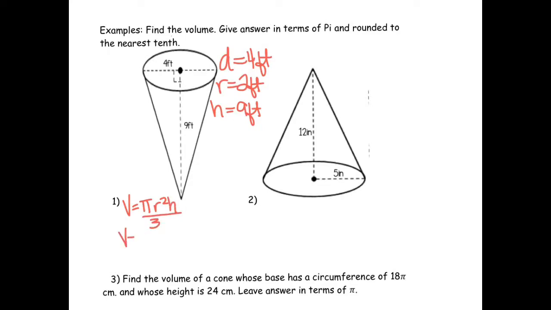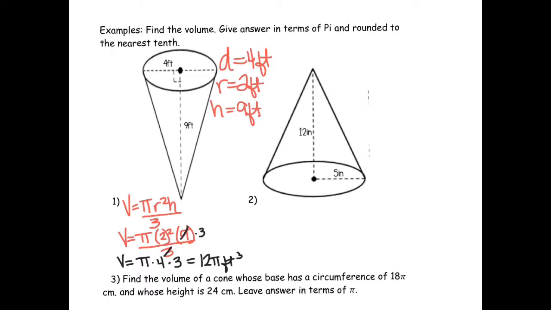I'm going to plug in my values. So the volume equals pi times my radius, 2, squared, times my height, 9, all divided by 3. Now the cool thing about this is that I can take 9 divided by 3, and that equals 3. So the volume is pi times 2 squared, which is 4, times 3. So the volume is 12 pi feet cubed.